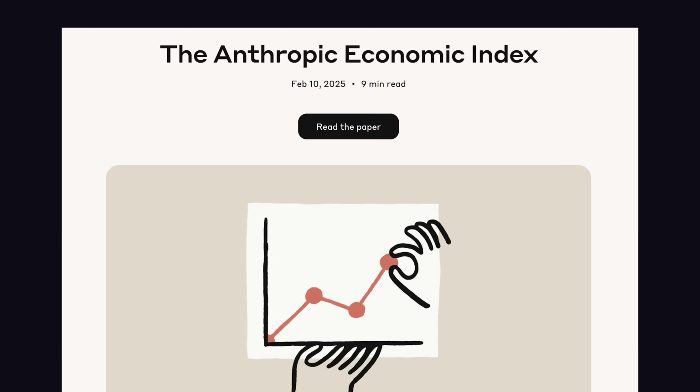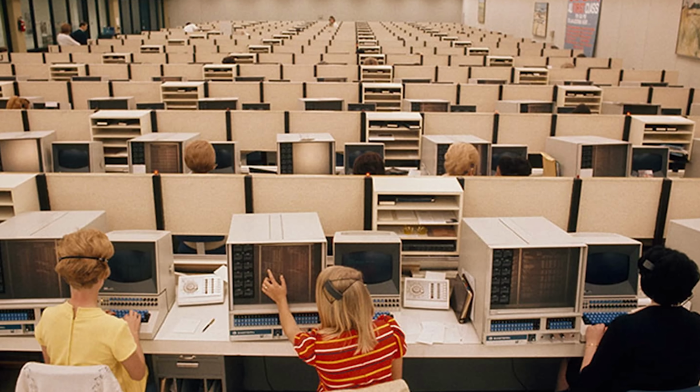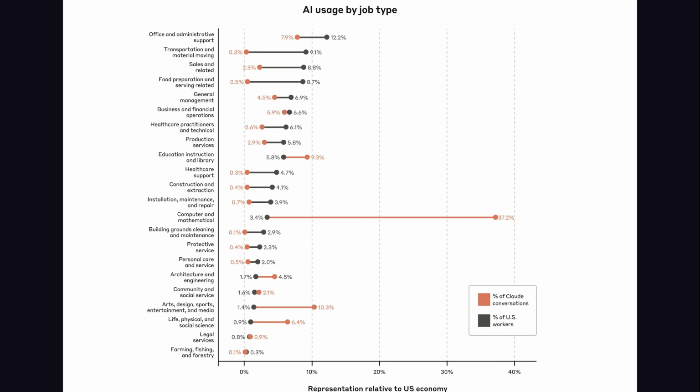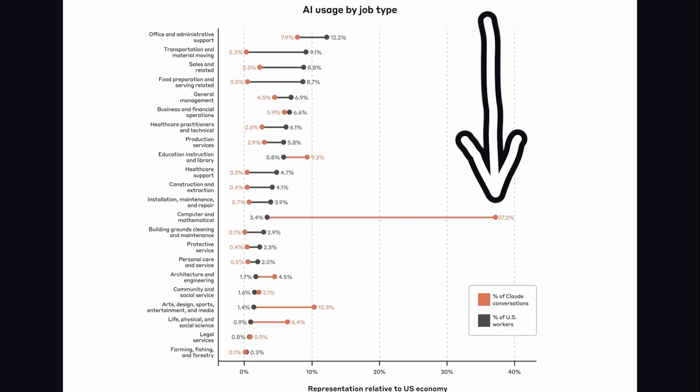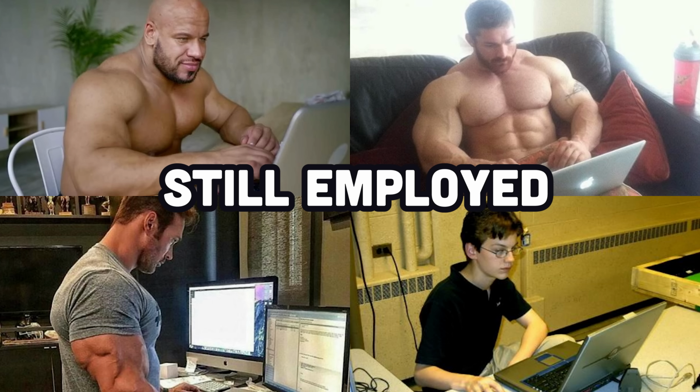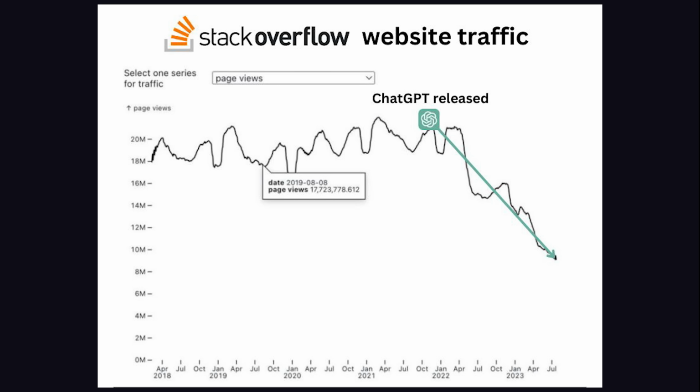A few weeks ago, Anthropic released a paper that studied how AI affects the labor force. And what they found is that despite only making up 3.4% of the workforce, over 37% of the prompts are related to math and coding. And although it hasn't taken any human programmer jobs yet, it has taken Stack Overflow's job.